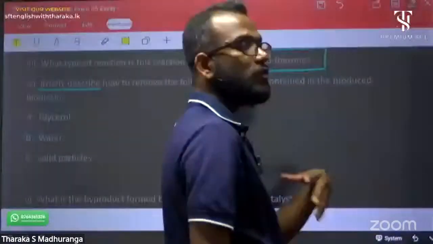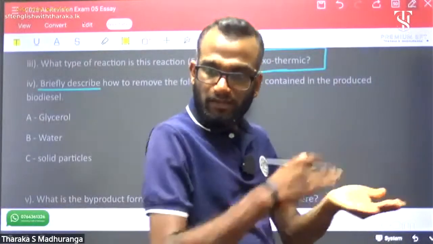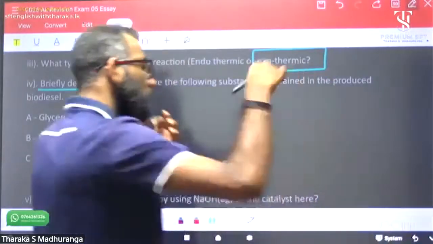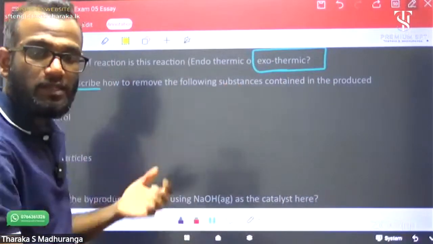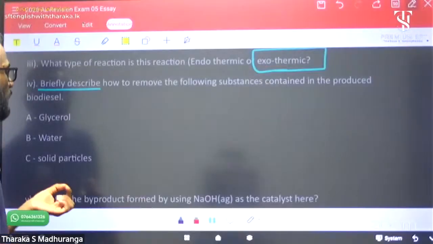Not like in soap production. In soap production, we have to centrifuge and separate two layers, and we have to add sodium chloride for easy separation, right? That we call salting.